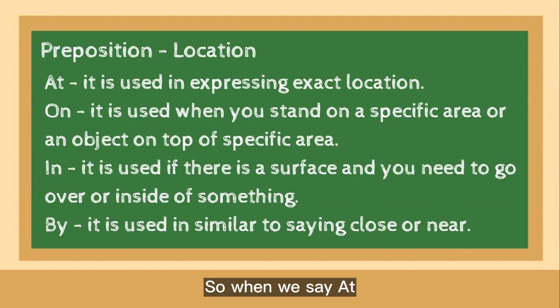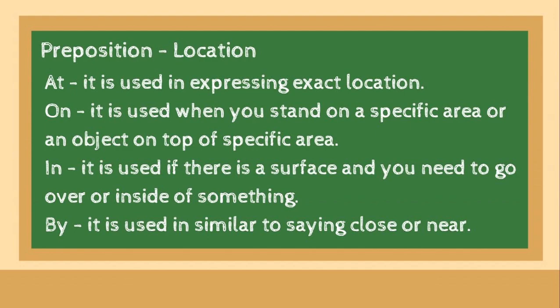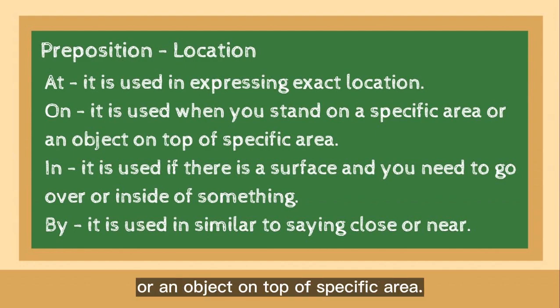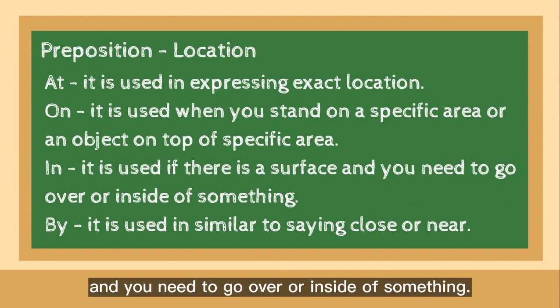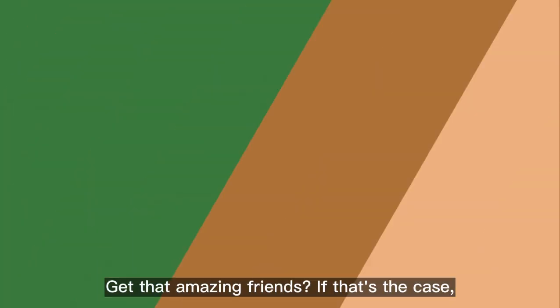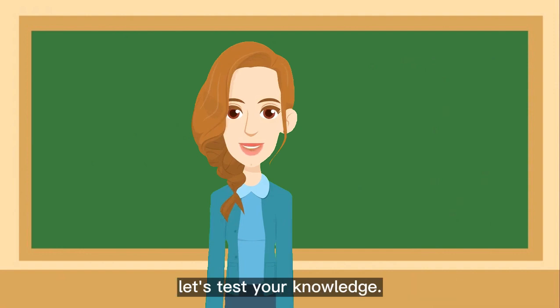So, when we say at, it is used in expressing exact location. On is used when you stand in a specific area or on an object on top of a specific area. Meanwhile, in is used if there is a surface and you need to go over or inside of something. Lastly, by is used similar to saying close or near. Get that, amazing friends? If that's the case, let's test your knowledge.